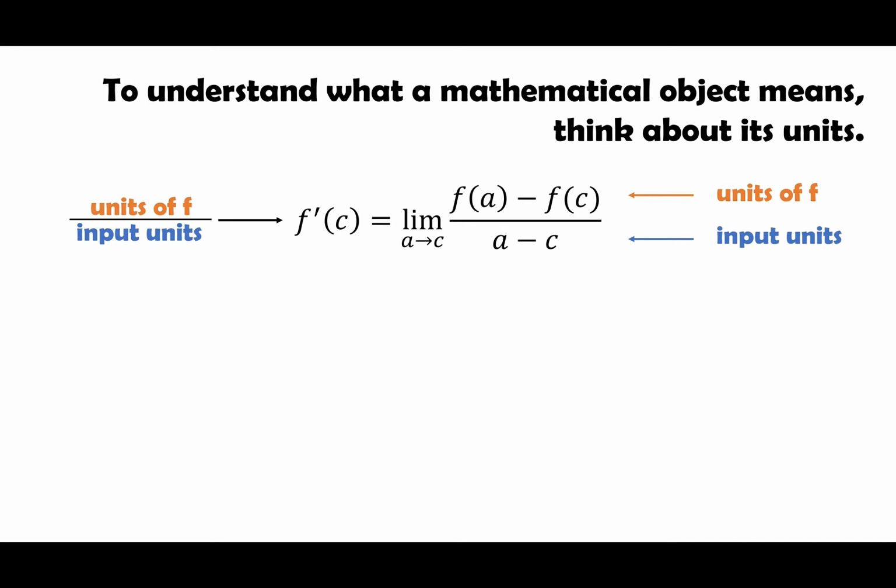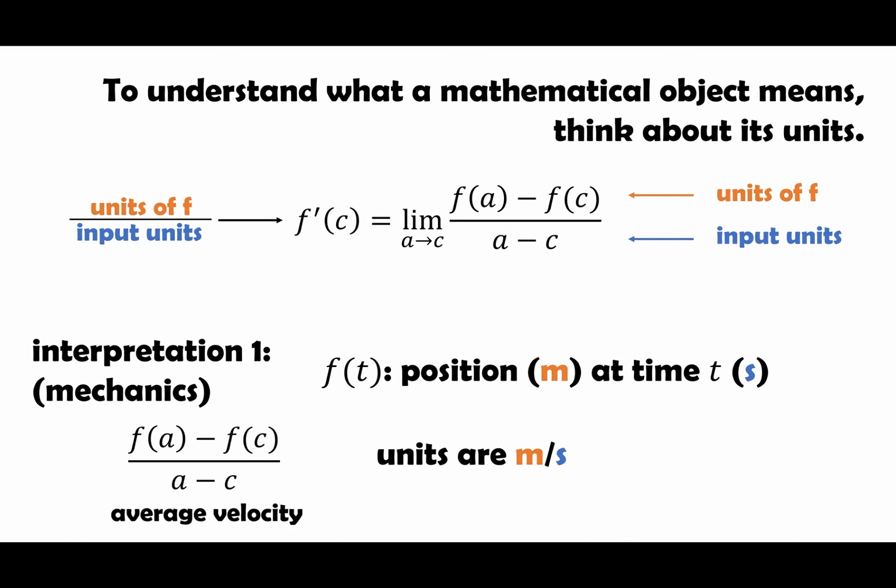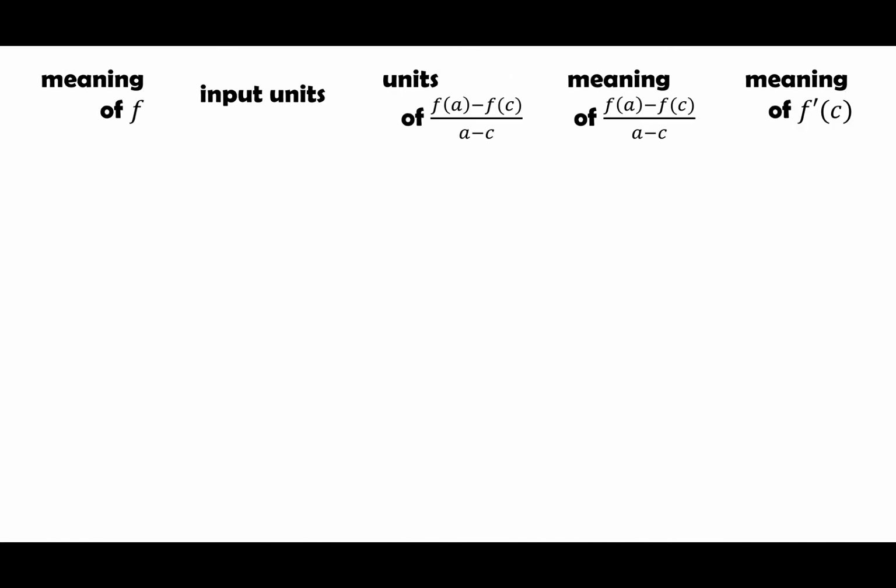Let's do an example and see how that helps us understand what f prime means. This is from mechanics, right? That's the physics of motion. So if f represents our position, measured in meters, at time t, measured in seconds, each of these quotients has units meters per second. Well, meters per second is the way you measure velocity. And that gives you the hint. This is the average velocity from time a to time c. And now we're going to let a and c get really close together. So we're measuring average velocity over shorter and shorter periods. That's what we call instantaneous velocity when we take the limit. So what does f prime mean? Well, it's a velocity.